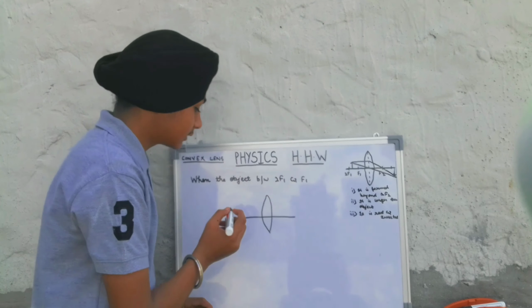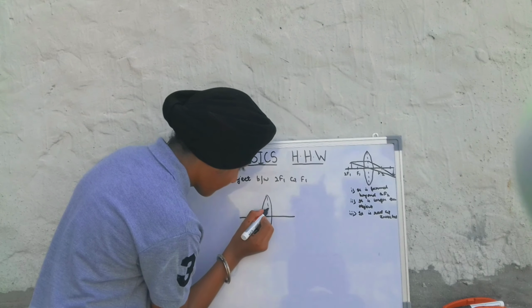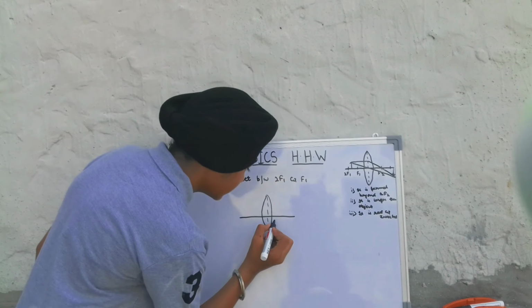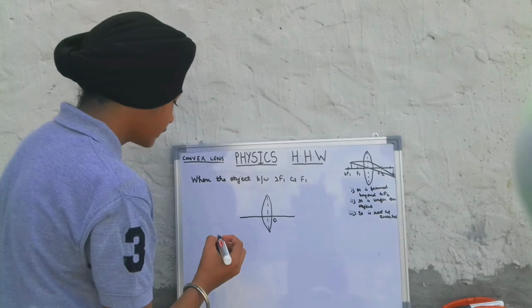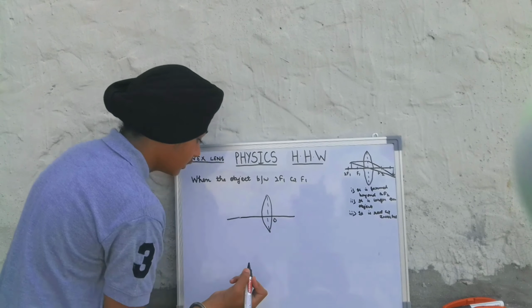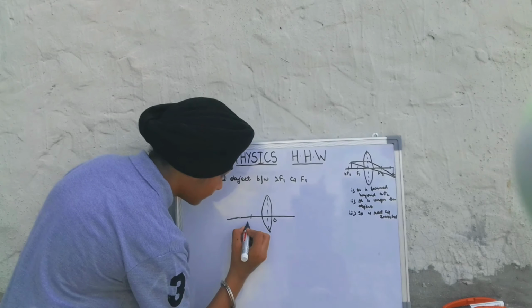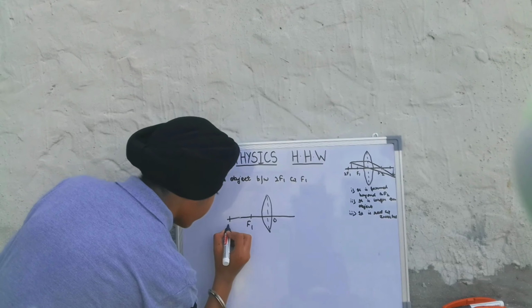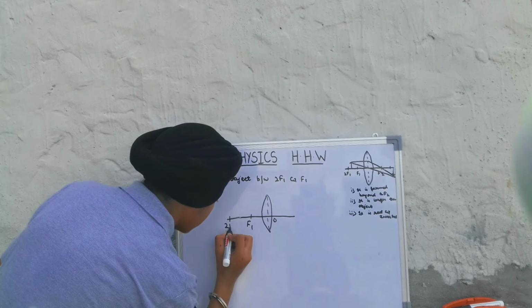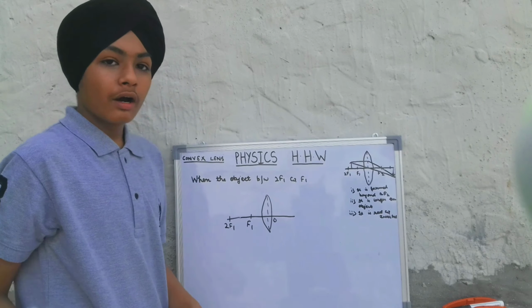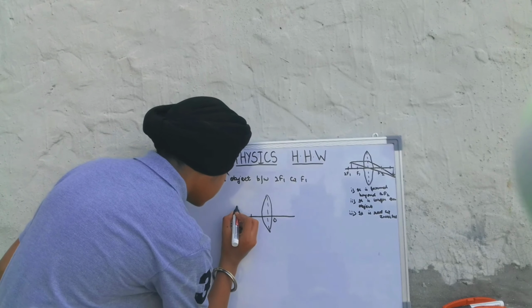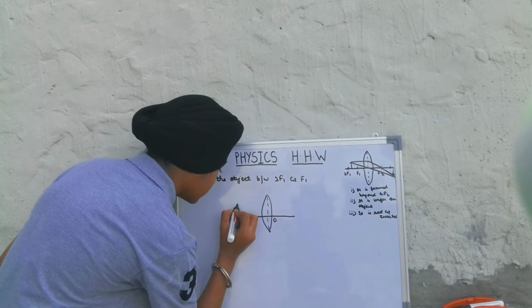This is the convex lens and this is the normal. This is the optical center. Now we draw F1 and here 2F1. So our object is between 2F1 and F1. So this is our object.